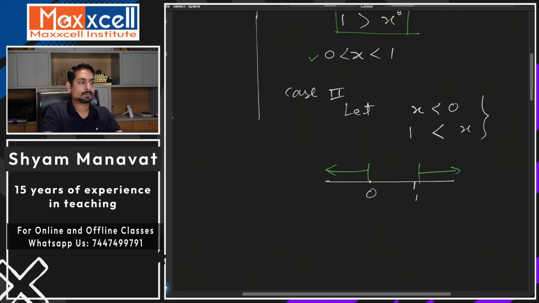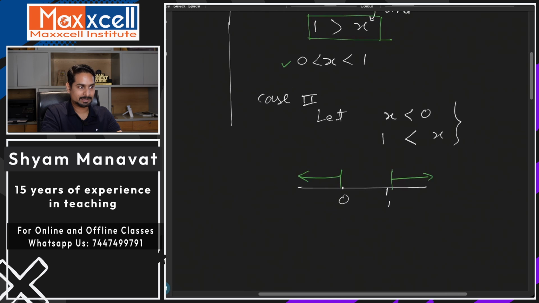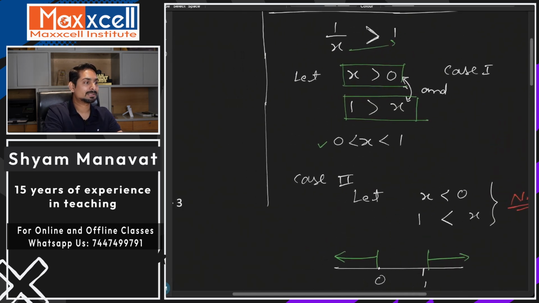Now, do you get any common solution in this case? When you consider this, do you get any common solution here? No, you don't get any common solution. So we will say the case 2 is not applicable because we are not getting any common solution. So the only solution possible for this inequality is here in the first case. So this will be your answer.